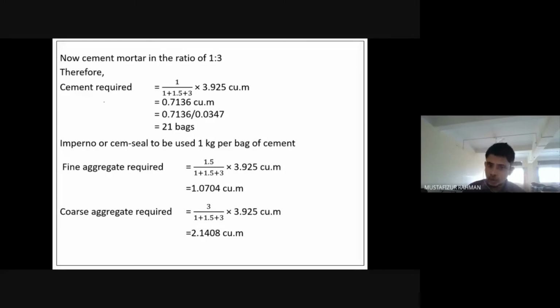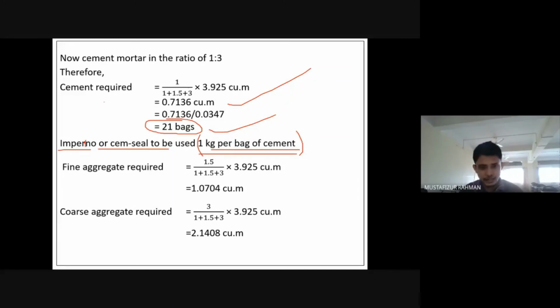Fine. So we know that already. We can find out how many bags will be required. This point is important here. Impermo or similar sealer is to be used 1 kg per bag of cement. So we are using 21 bags of cement. That means we shall have to use Impermo or similar sealer 21 kgs. That is to be remembered. Then fine aggregate we can find out, and coarse aggregate also we can find out.